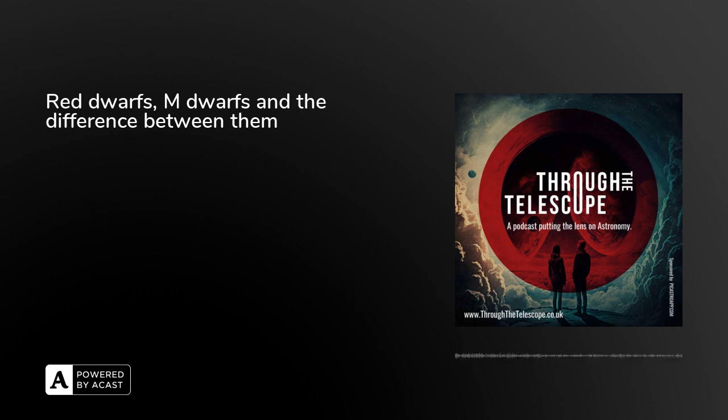ESO's HARPS. There's a HARPS north and a HARPS south. High Accuracy Radial Velocity Planet Searcher, HARPS. They published a study in 2012, 10 years ago, which actually is quite a long time ago now.